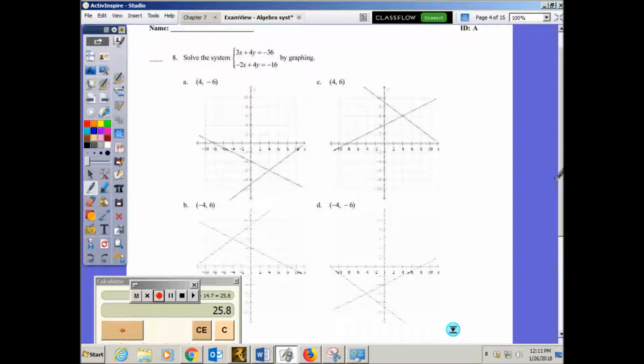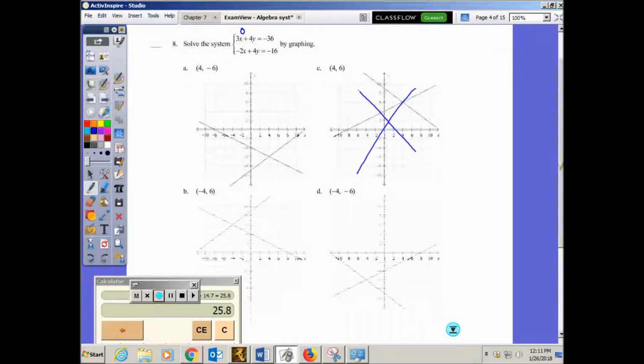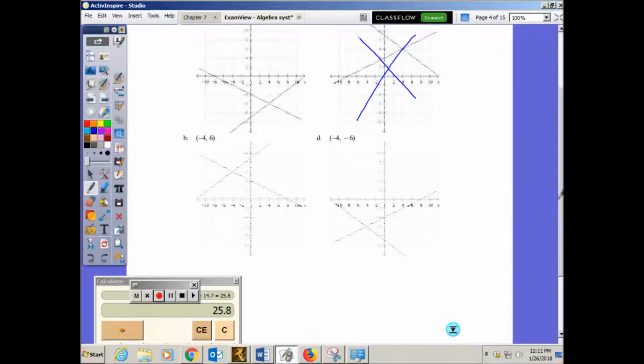Okay? You could also graph by plugging in zeros. So if x is 0 on this one, y is -9, correct? Does this have a y-intercept of -9? Yeah. Does this have an intercept of -9? No. Does this have an intercept of -9? Yeah. This one? No. Oh, no. No. So look, I just crossed out 2 possible ones with just that.